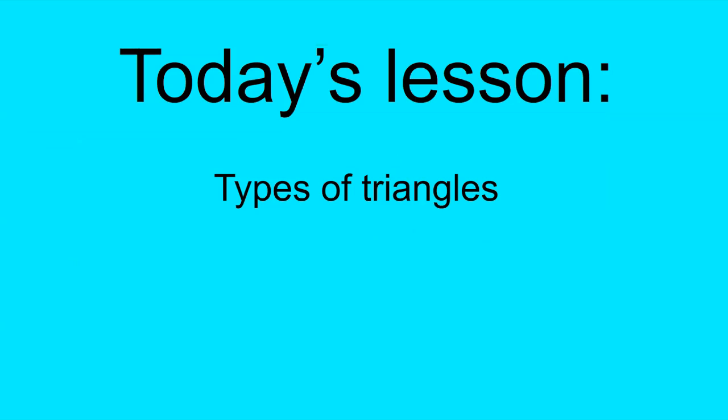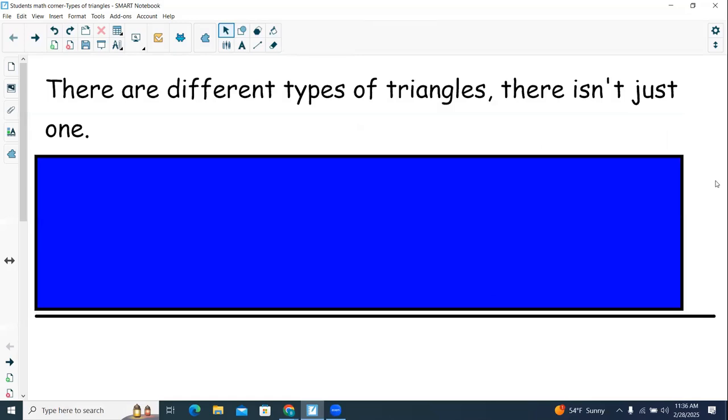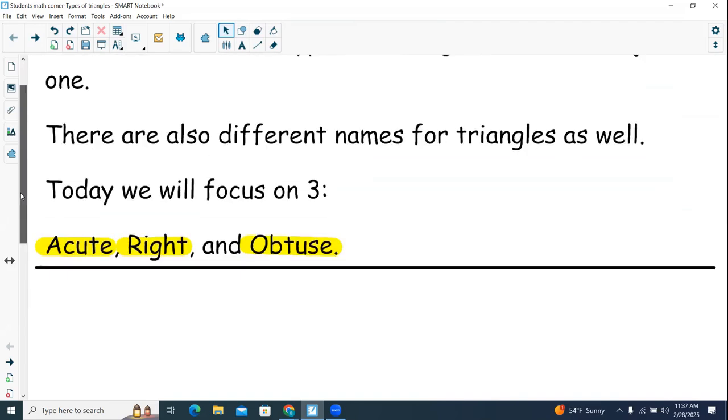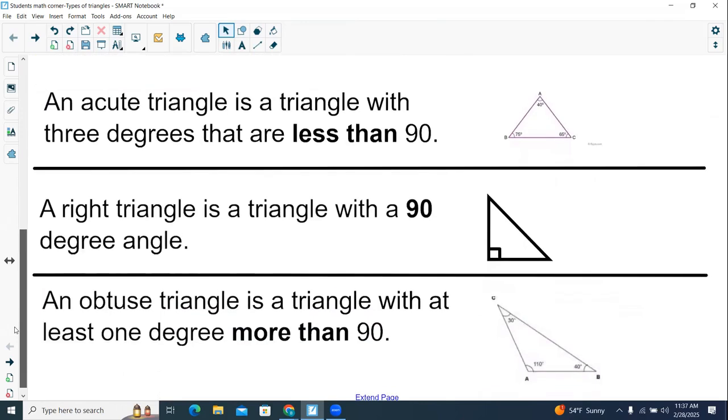Today's lesson: types of triangles. We're going to be shifting gears and talking about different types of triangles. There isn't just one type, and there are different names for the triangles as well. Today we're going to focus on three: acute, right, and obtuse. You may have heard these before, and if you have, then this will be a refresher. But if you haven't heard about them, then I'm going to talk about them right now. These are the three different types of triangles that we're going to be looking at.